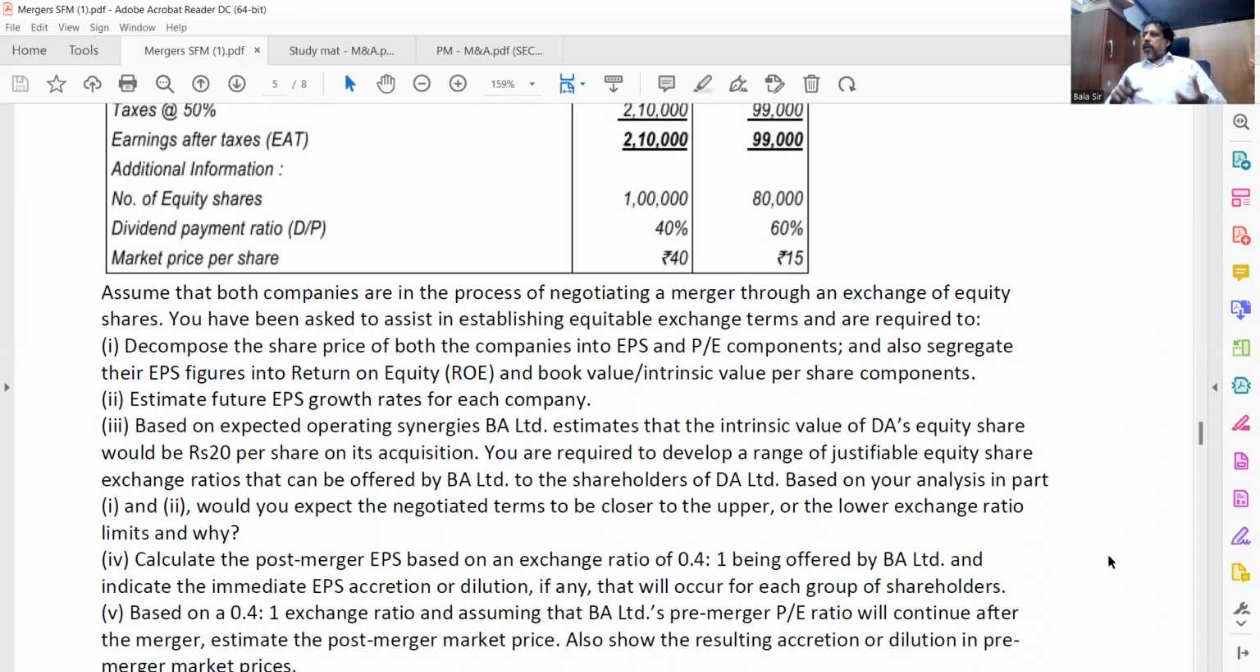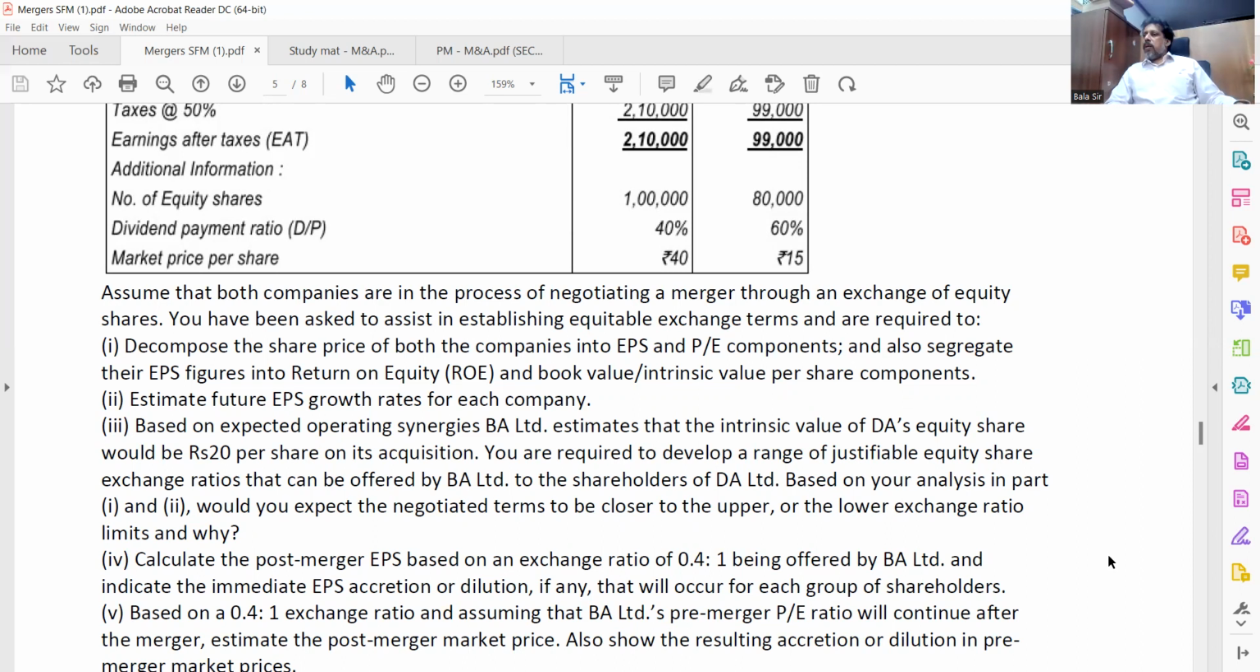That means 1 lakh shares of rupees 10 each of face value, 10 lakh. They're given 10 each. So there are 1 lakh shares outstanding in my company. And what is the net profit reported by my company?